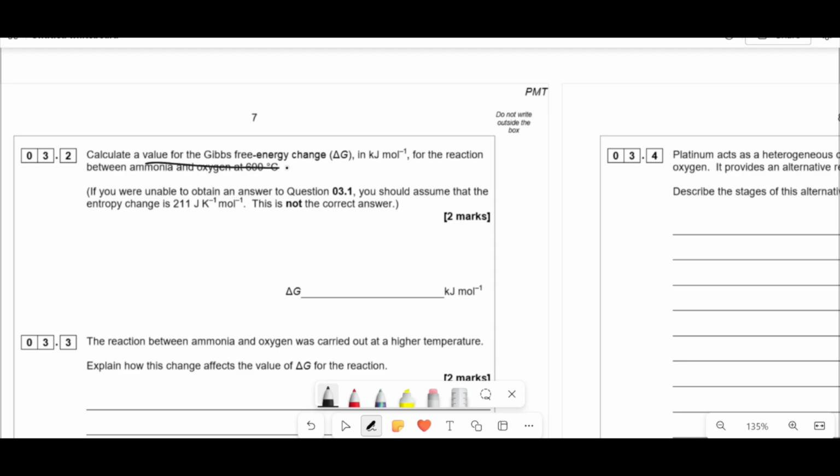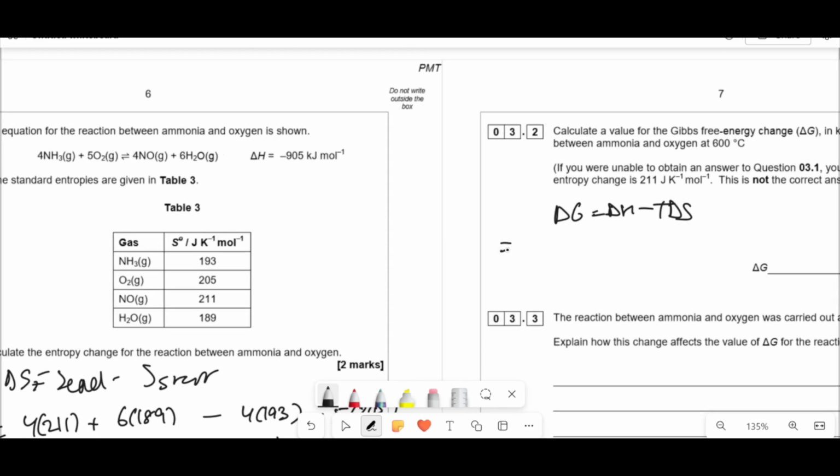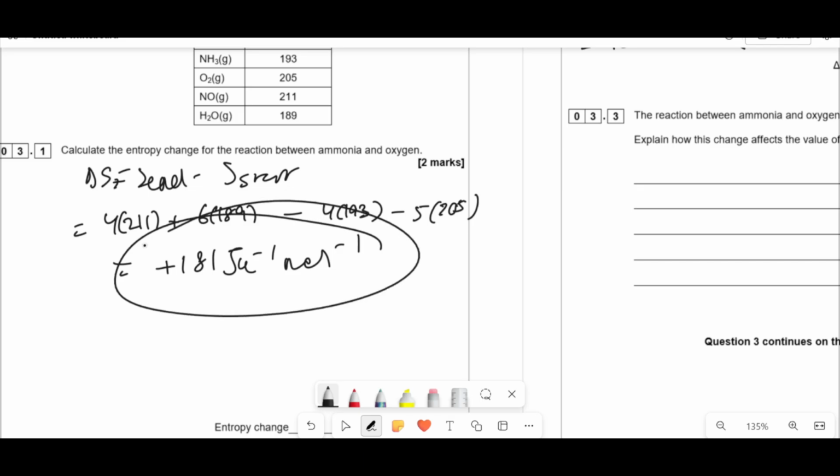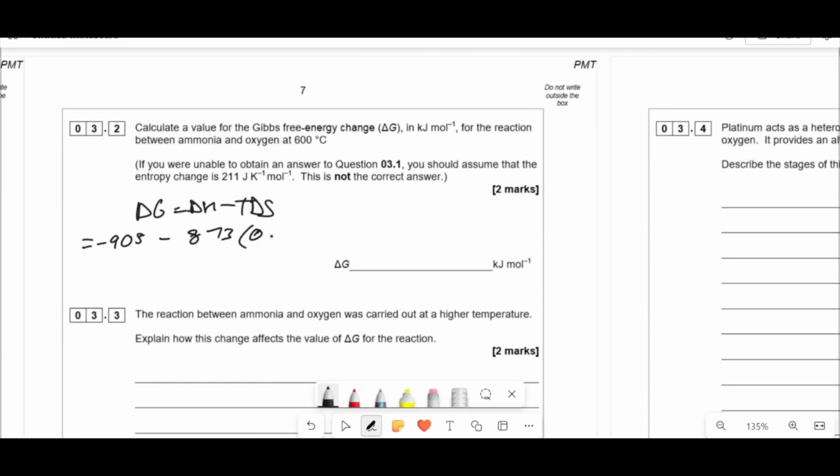Then it says calculate the free energy change, Gibbs free energy, for this when it's at this temperature. Okay, right. So delta G equals delta H minus T delta S. In the question, they've told us delta H, so it's going to be minus 905 minus the temperature, which they told us is 600, but we need to convert it to Kelvin. So you add 273, so that's going to be 873 times delta S, but this is in joules per Kelvin per mole. We need it in kilojoules, so I'm going to divide it by 1,000, so 0.181. If I do that, we should get minus 1063 kilojoules per mole.